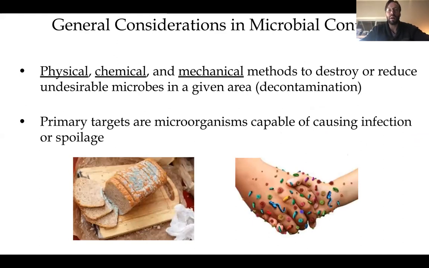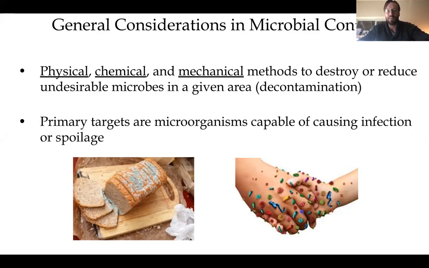So when we talk about controlling microbes, we can do that physically. So think of things like temperature control or irradiation. We can do it chemically. So think of things like alcohols or bleach. Or we can do it mechanically, so like filtration. And that is the way that we either destroy or reduce the load of microbes for any given sample. And that process is called decontamination.